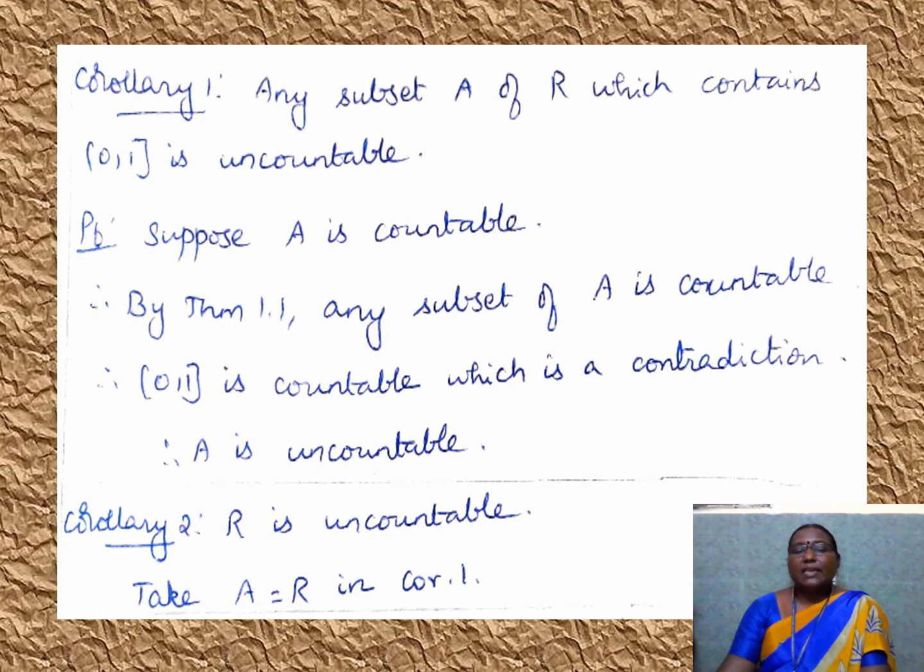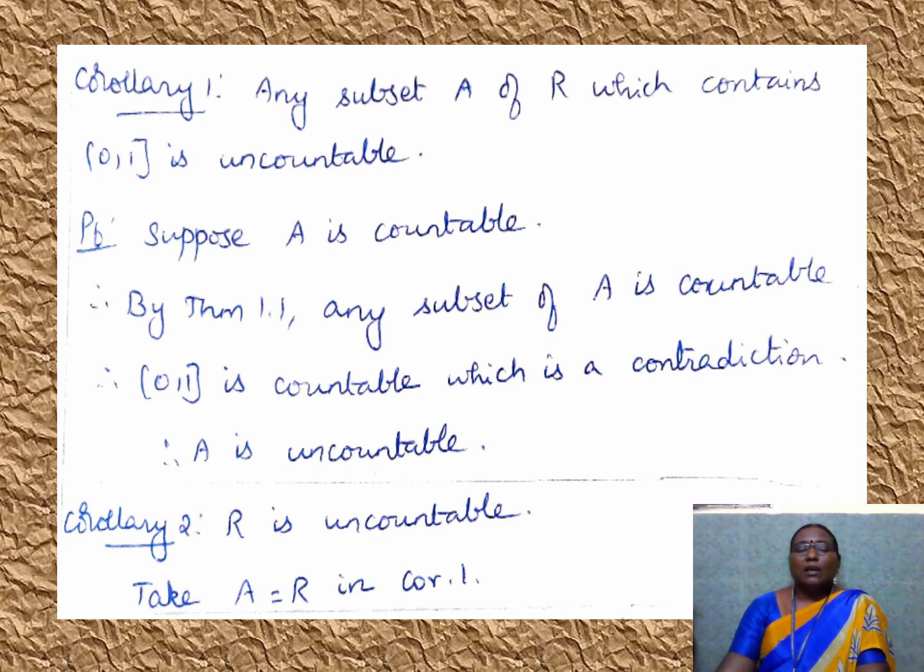Suppose I am taking A, which is countable. Then by using the first theorem in the previous video, any subset of a countable set is countable. So any subset of A is countable. So (0, 1] is also countable, which is a contradiction. Now we see that this is uncountable, and hence this A is uncountable.